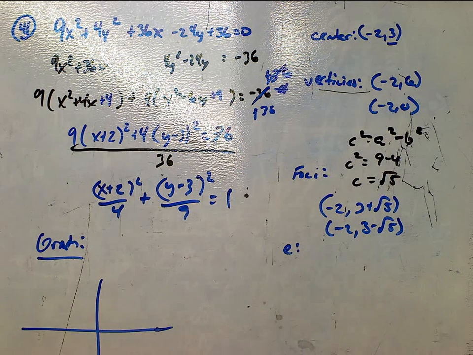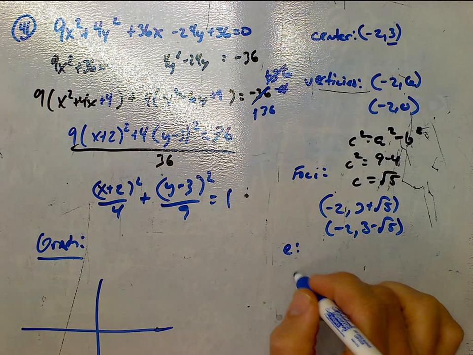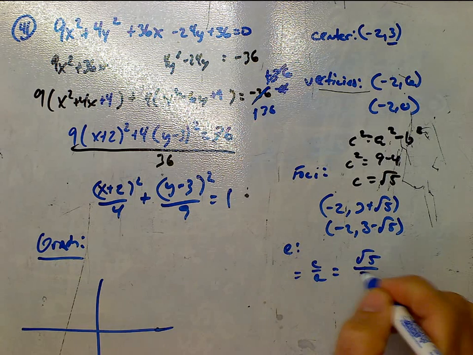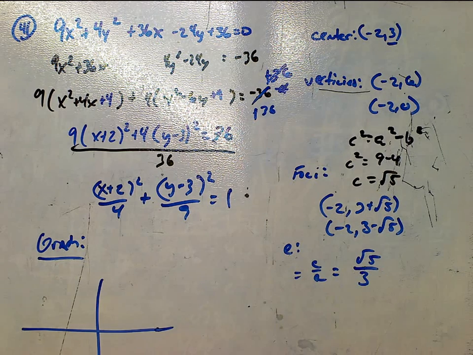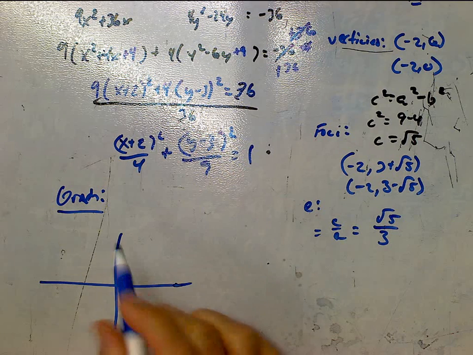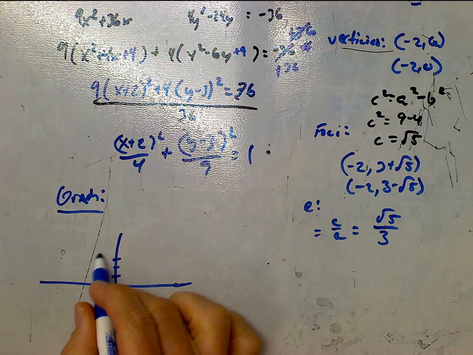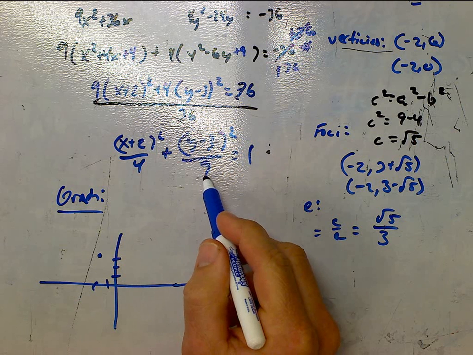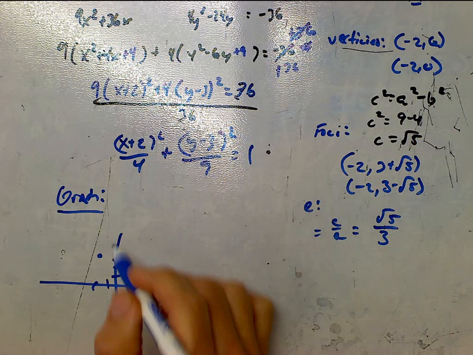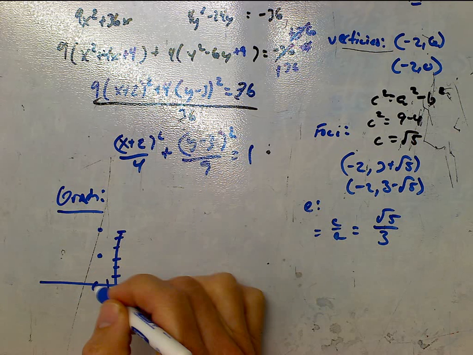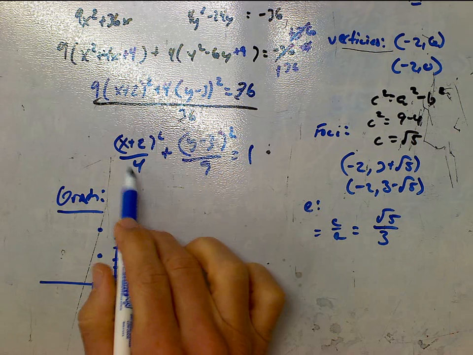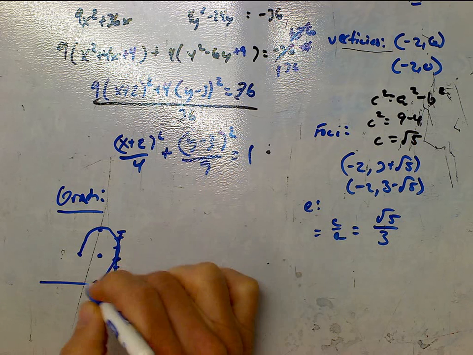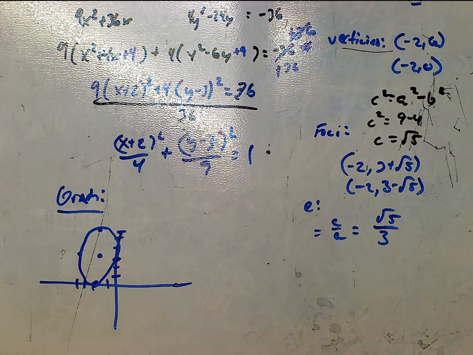e is equal to c over a. c is the square root of 5, a is 3. That can't be reduced, so that's e. Now to sketch the graph. Center at negative 2, 3. Again, the big number is underneath the y, so I'm going to go up 3, 1, 2, 3, down 3, and then in the x direction 2, and sketch the ellipse. And there's how you figure out number 41.